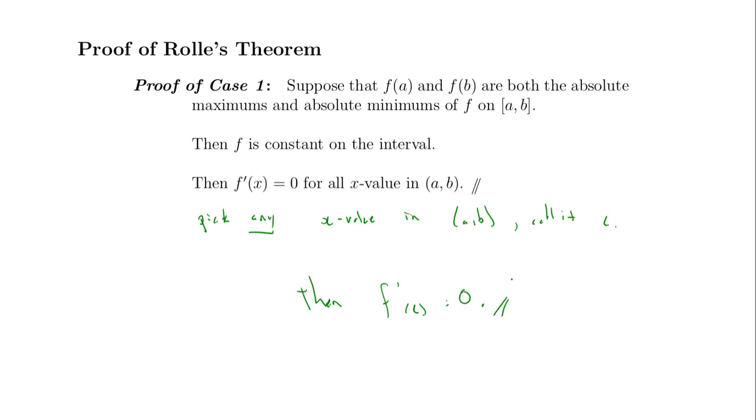And remember, we just wanted to show that there was at least one spot where the derivative was equal to 0. And we found an infinite number of them, but then we can find one. You can just pick any of them. So that's the really, really easy case. If you have a constant function, it's not a big deal.